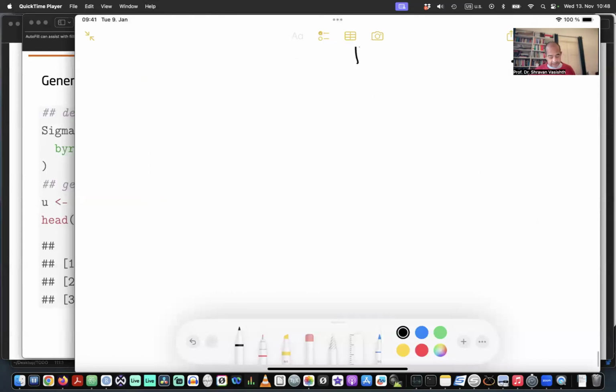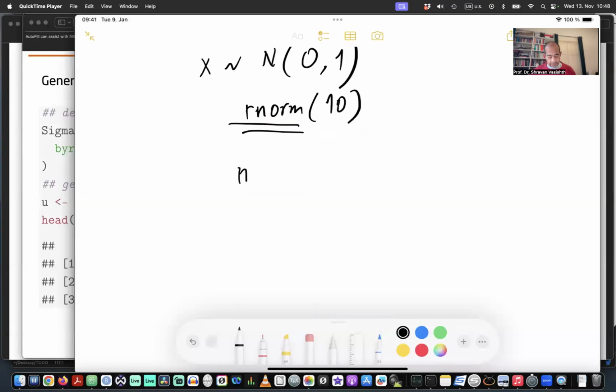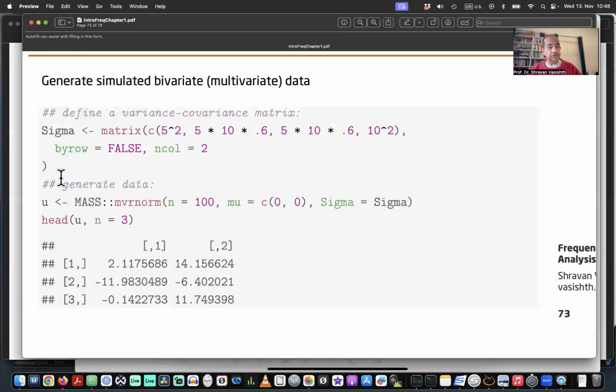Remember, for the univariate case, how do I generate random data? If I want to generate random data from a standard normal, how do I do that? I use the rnorm function, right? This would generate 10 data points from this distribution. What I want to generate now is data from a bivariate distribution. And for that, I'm going to specify some correlation between the two random variables, right? And we are going to use a function like the rnorm function, but a function that will produce multivariate data. So this multivariate rnorm is a function that we are going to use to produce simulated bivariate data.